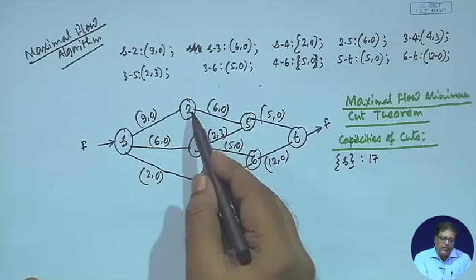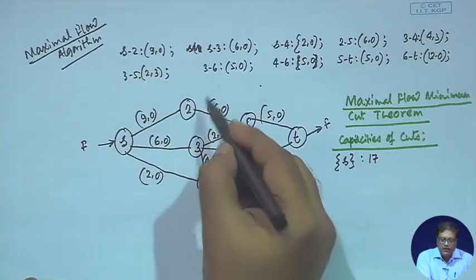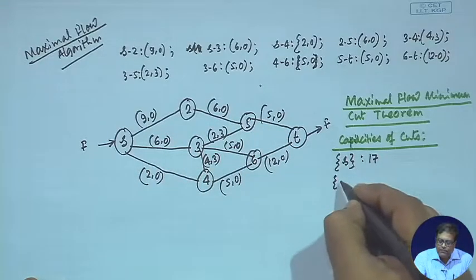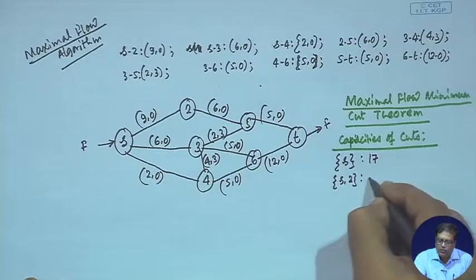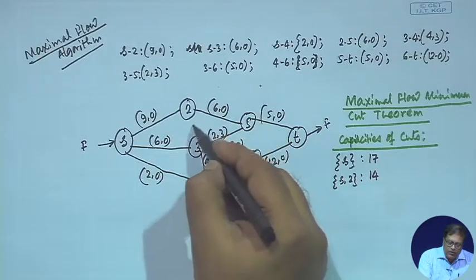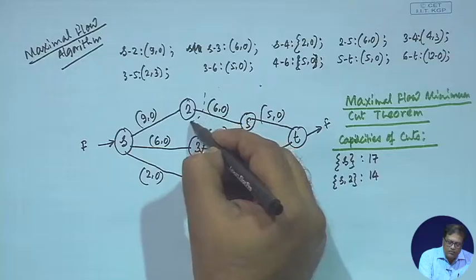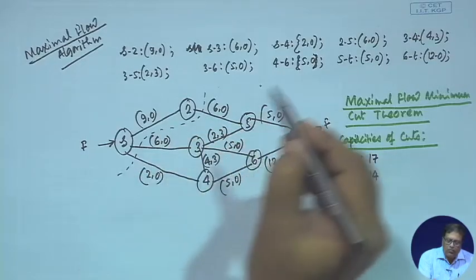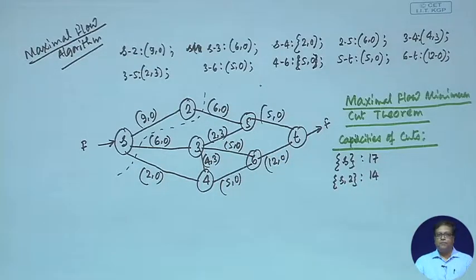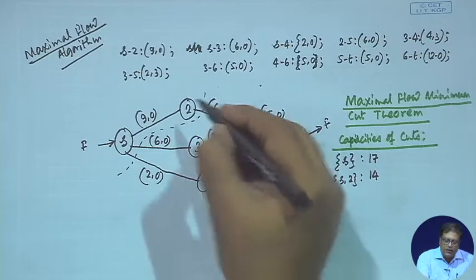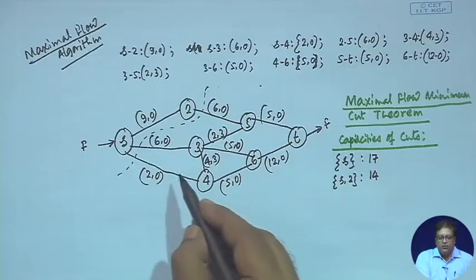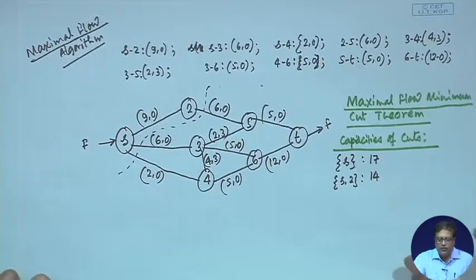What is the capacity of S2? S and 2 on one side and the rest on the other side. Can you see that it is 14? Why 14? Because if I draw a cut here, let us draw this cut, then in this cut the total flow is 14. So, this is the S2 cut. I have drawn it very light just so as not to make the diagram too hazy.